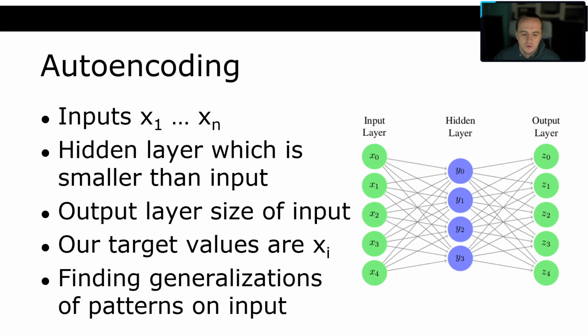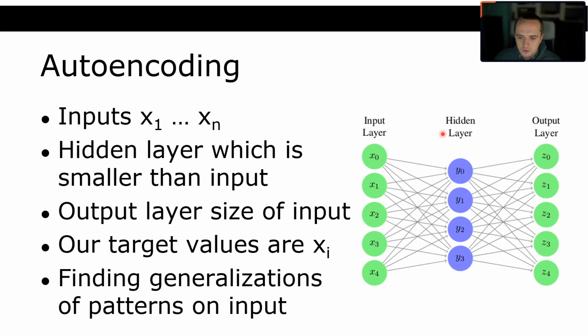Autoencoding. So something that also happens is called autoencoding. Let's say we have some inputs to our neural net, x1 through xn. This is the general structure of an autoencoder. An autoencoder is going to take some input from the input layer, then it's going to have one, possibly more hidden layers, but let's just say it's going to have one hidden layer, and then an output layer, which is the same size as the input layer.